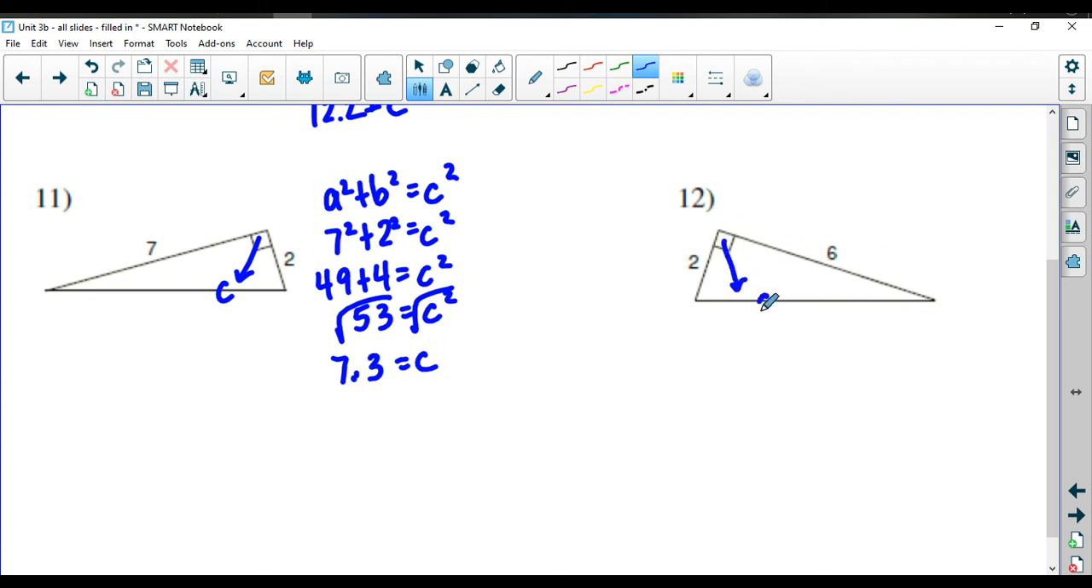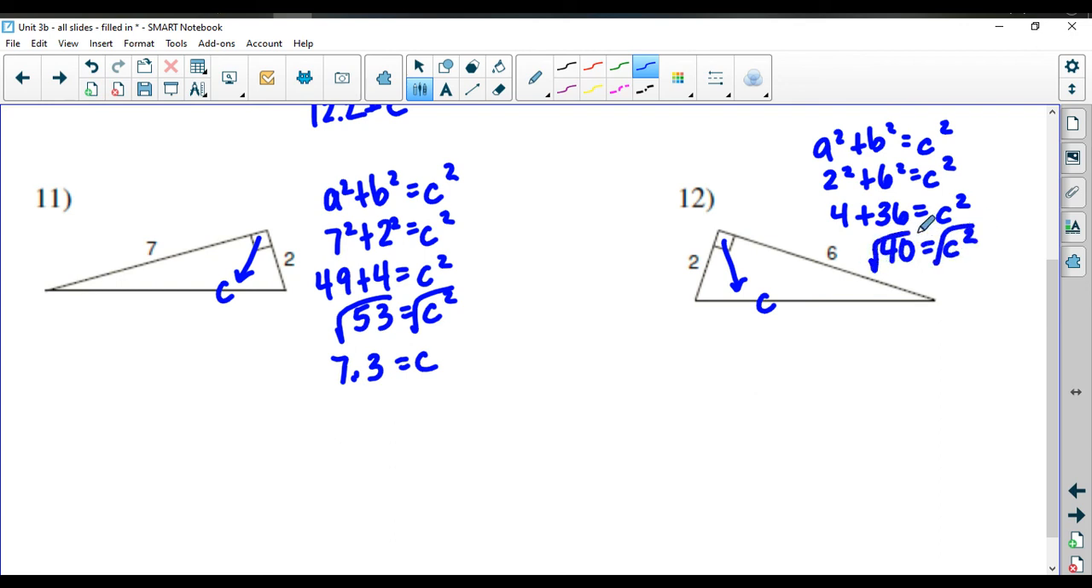Right angle across, this is C. So I have a squared plus b squared equals c squared. 2 squared plus 6 squared. 4 plus 36. 40 equals c squared. Take the square root, and the square root of 40 rounded is going to be 6.3 equals C.